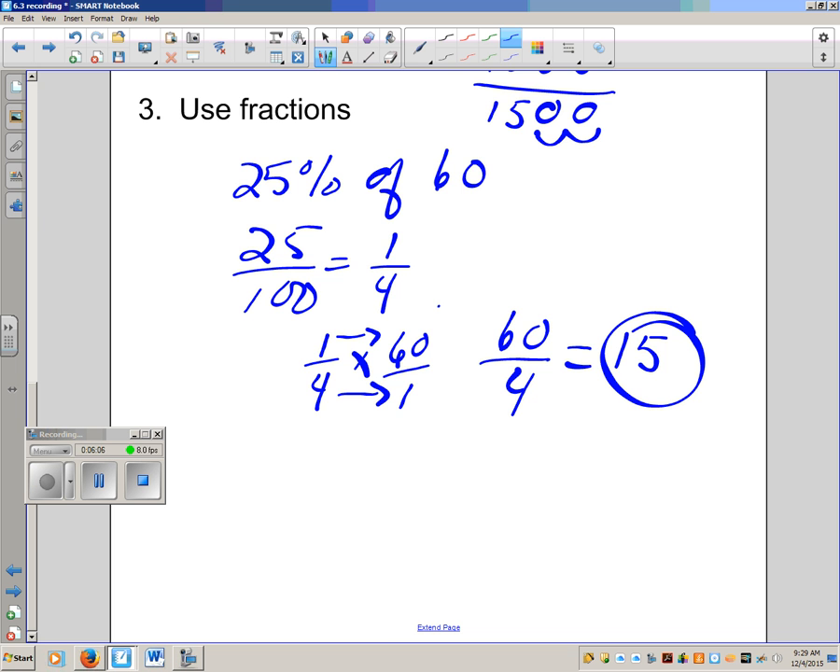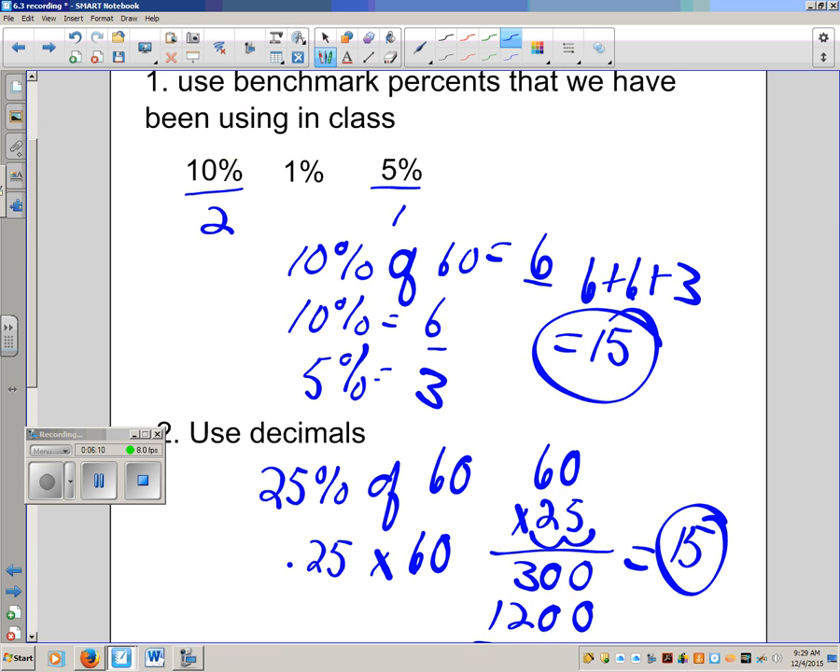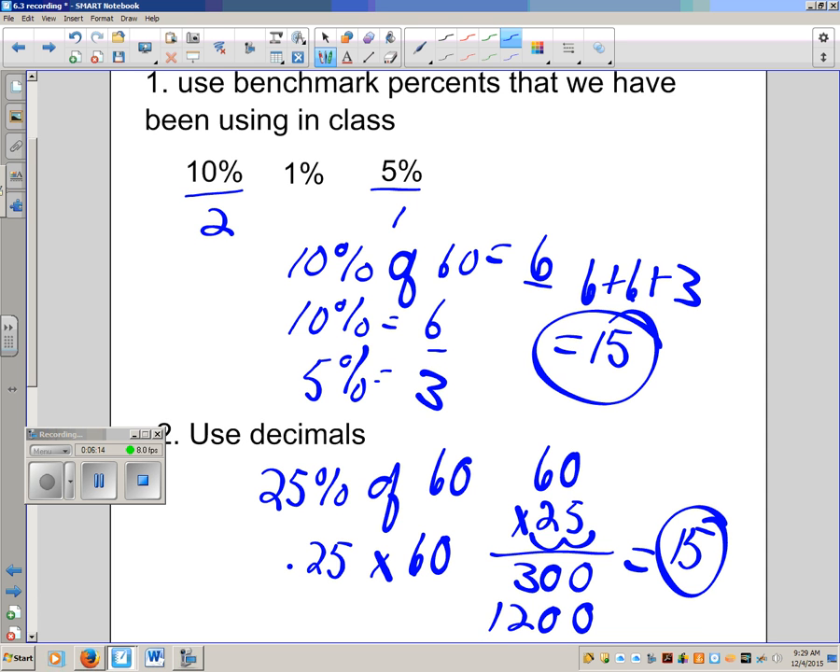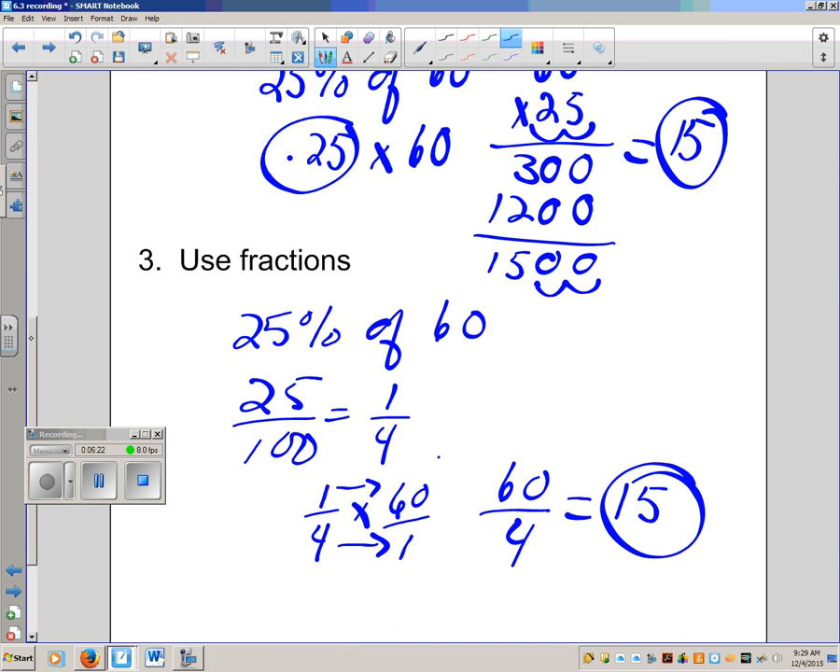3 different ways to find percent. We're using 10%, 1%, and 5%. Our textbook calls those benchmark percents. You can change your percent to a decimal. You can change your percent to fractions.